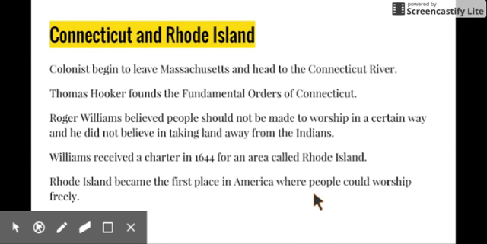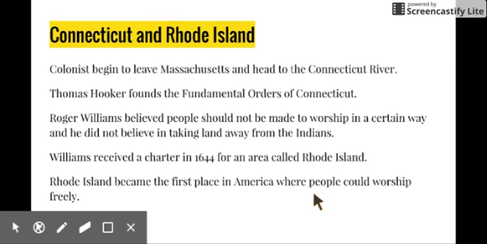Williams received a charter in 1644 for an area called Rhode Island. Rhode Island is also a state. The charter, remember King James gave a charter, money to settlers so they can explore. So he would receive one for Rhode Island. Rhode Island became the first place in America where people could worship freely.